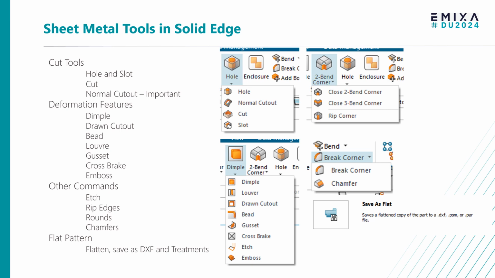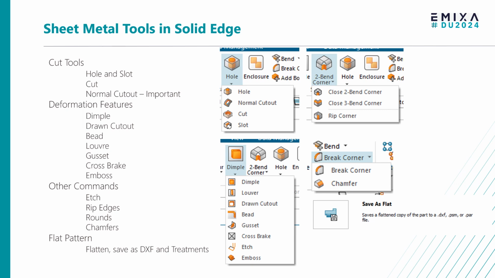We've got lots of different features on here. We've got a dimple, which is like a pressed section, a louvre, which is a little raised section, like a little air vent, and a drawn cutout, very similar to a dimple, apart from it cuts out the face. We've got the bead command for stiffening up a section. We've got the gusset command, which creates a small gusset on an edge to add a little bit of rigidity.